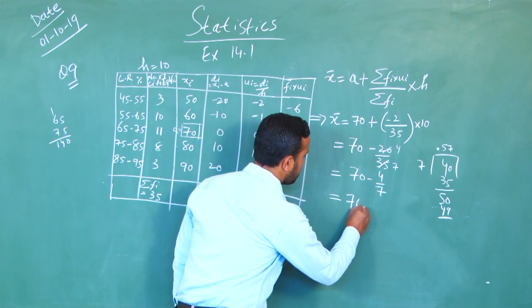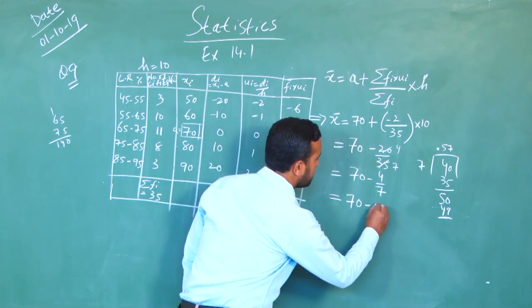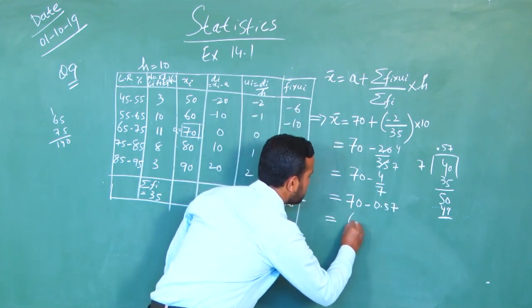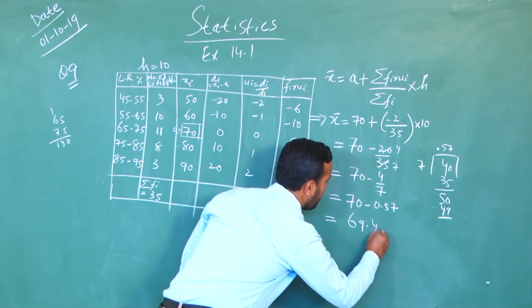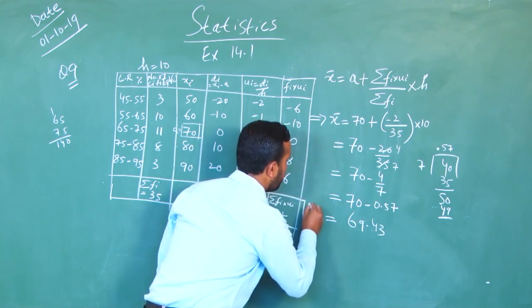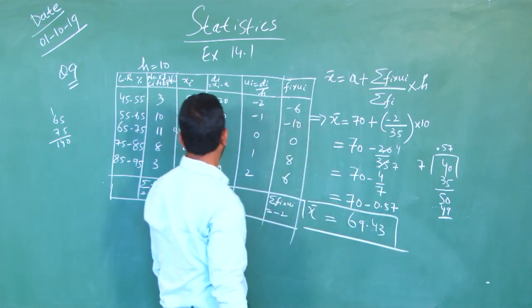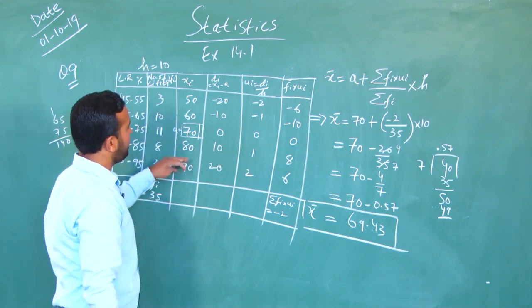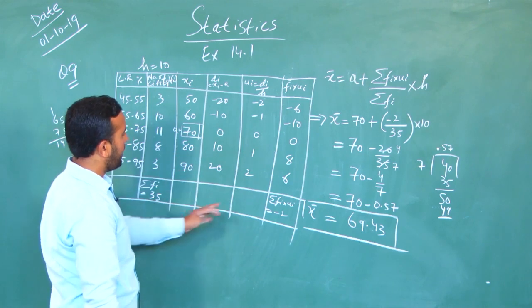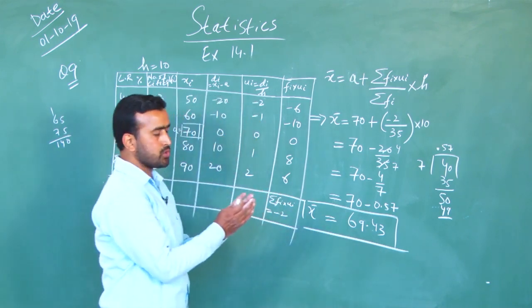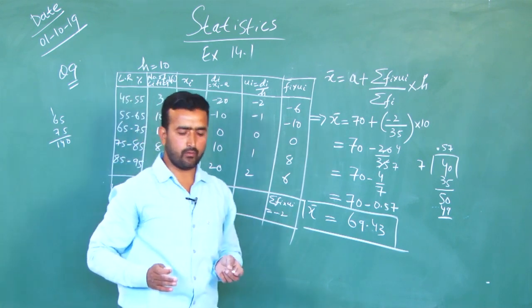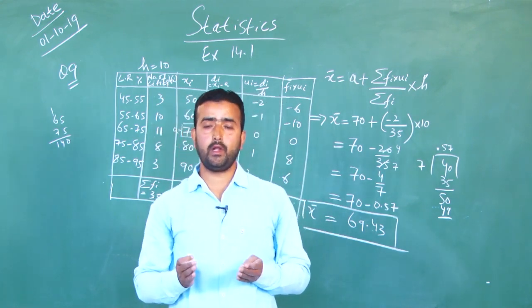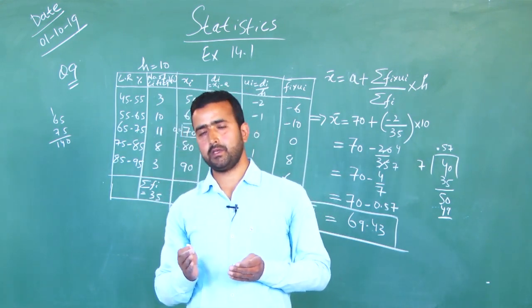Likewise, let us take our value up to 2 places of decimal. This will be taken as 70 minus 0.57. So after subtraction we get 69.43. We have calculated this as the mean of the given data. As you can see, we assumed earlier that 70 is the mean of the given data, and it is 69.43. It is very much closer to the assumed value. 70 and 69.43 are very close, and this, dear children, is how we can calculate the mean of the given data by the step deviation method.